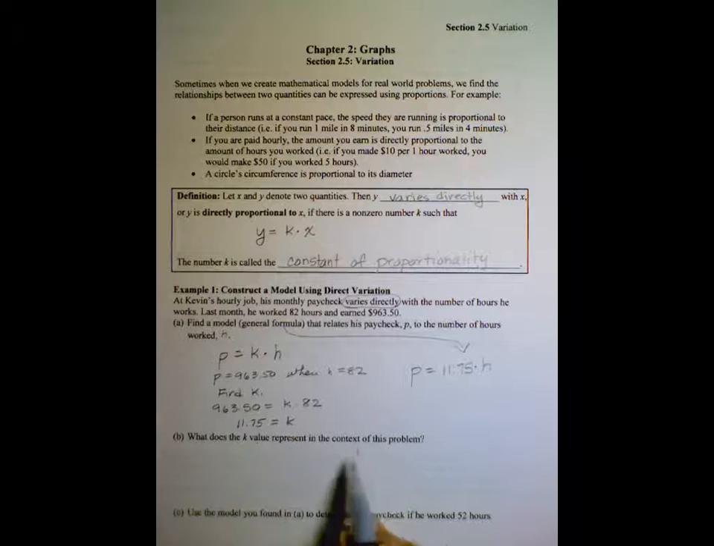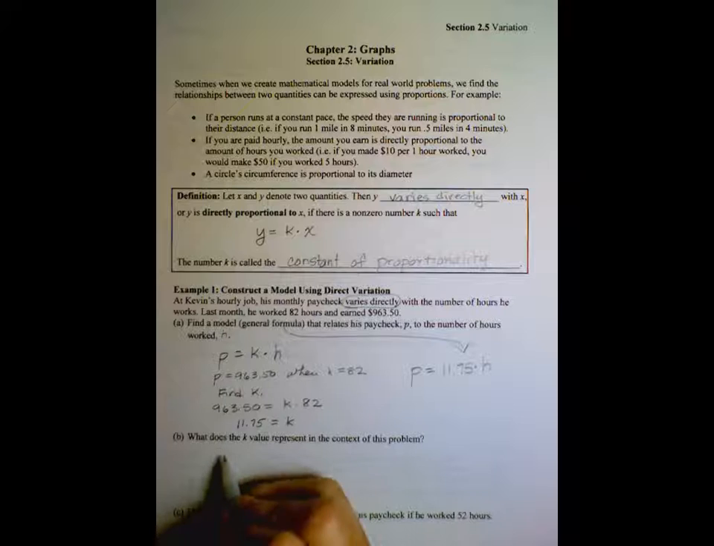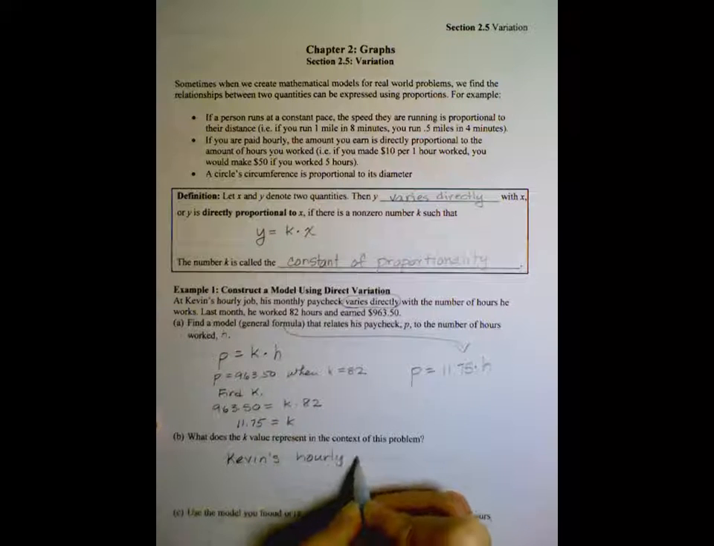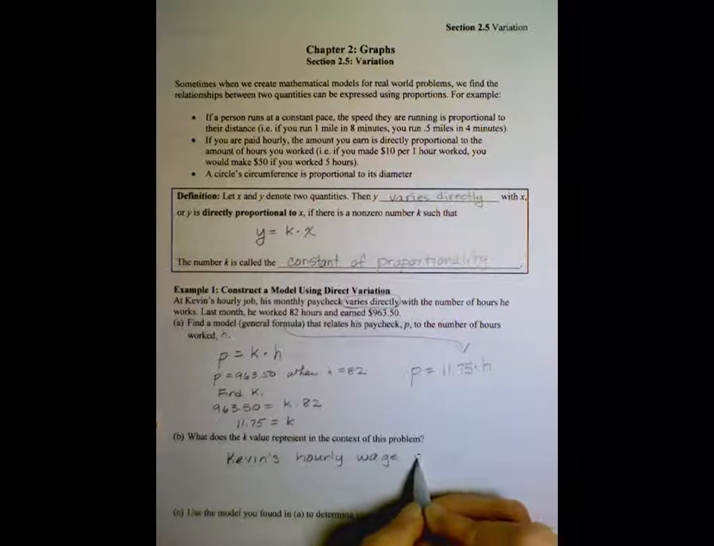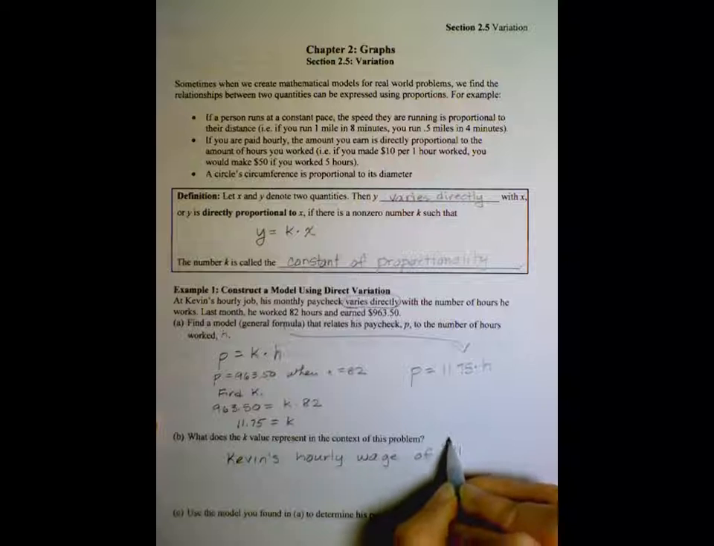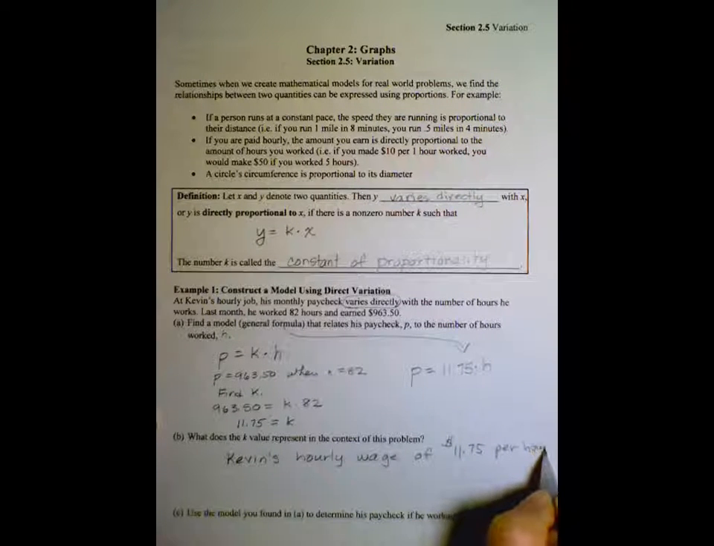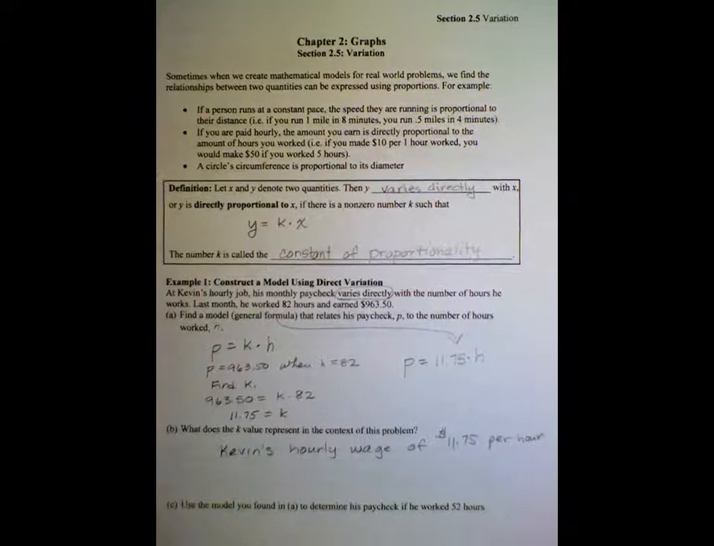What does the k represent in the context of this problem? What do you think that 11.75 means? Right, this is Kevin's hourly wage, isn't it? Of $11.75 per hour. That's what it represents in this problem.